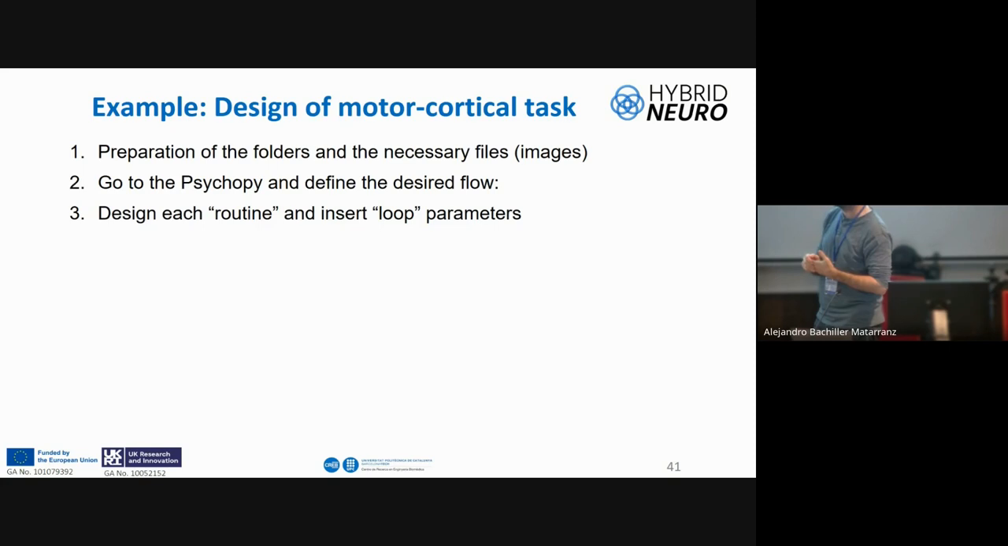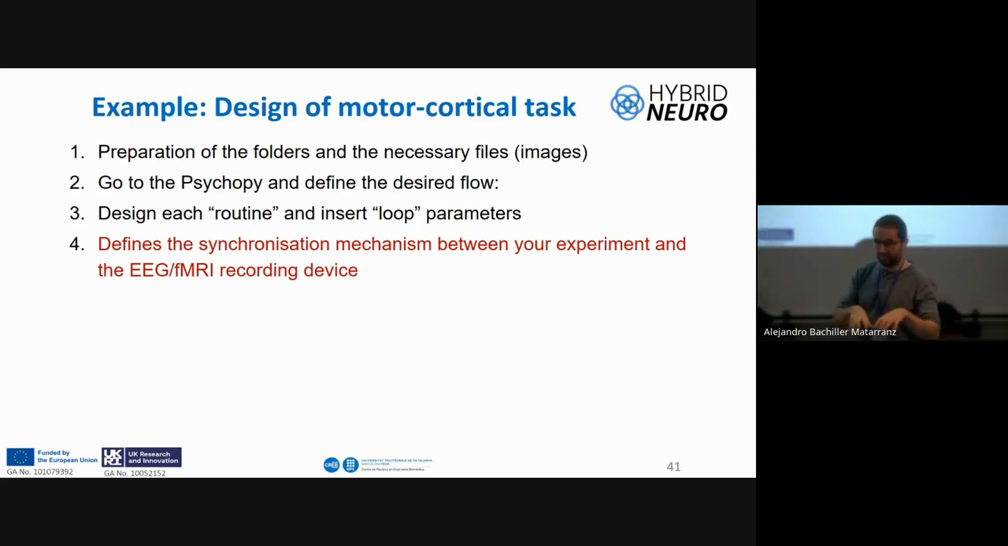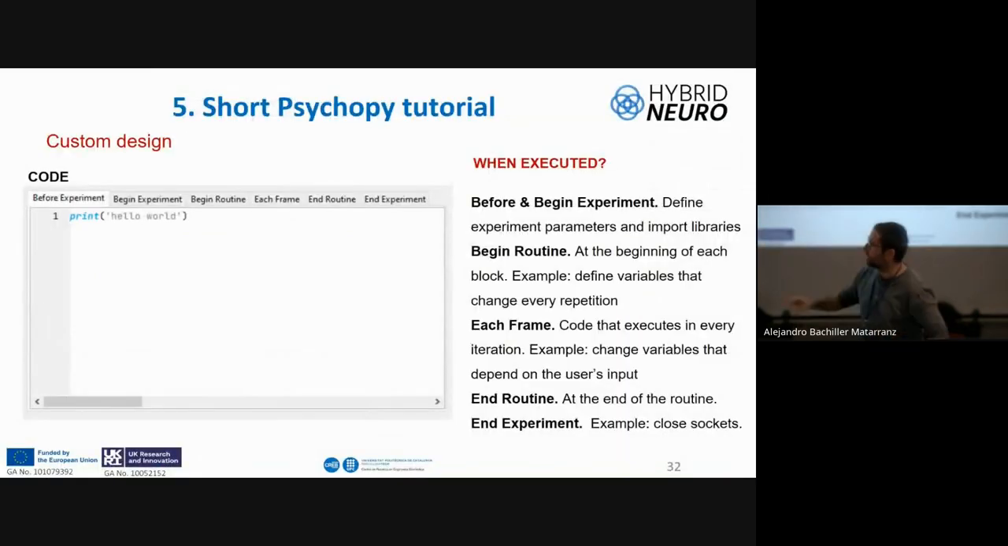And the last, one of the more important things we haven't performed here is to define the synchronization mechanism between this experiment and another equipment, for example, the Unicorn cap or another electroencephalogram or magnetic resonance imaging. In this part PsychoPy is slightly more complicated than another kind of software, because it is necessary to use this tool. In this case, it's not difficult, but it's necessary to define some routines to perform before the experiment.